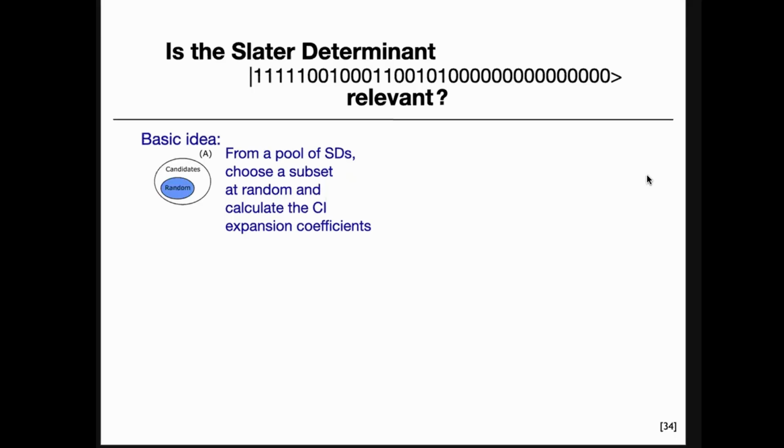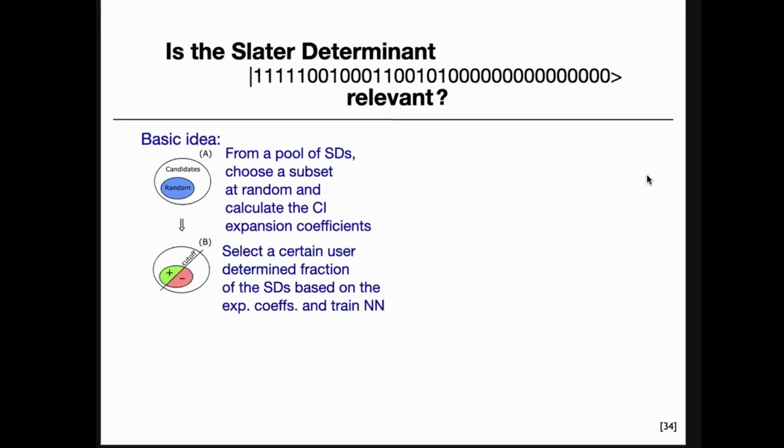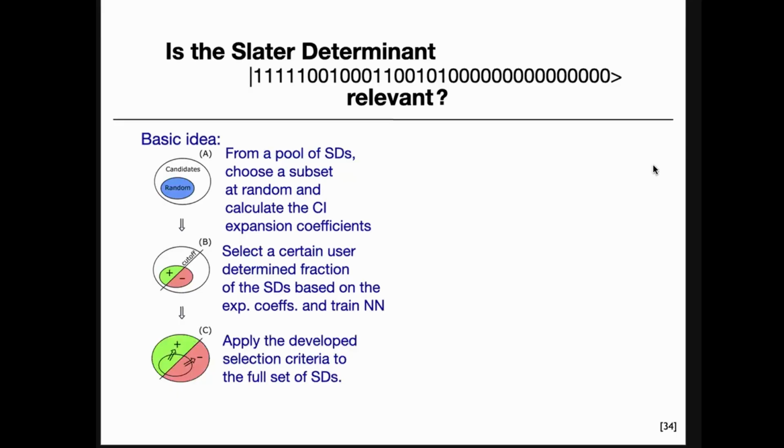Shall we include it? What's done is you generate a pool of Slater determinants, then take a random sample and do the CI calculation for that much smaller random sample, and then you train the network on that, and then you apply it. You have some cutoff. You say, okay, I'm going to keep these Slater determinants that have a rather large expansion coefficient, and I'll throw out the other ones, and then you can apply that to the full set of Slater determinants. And that's basically how this works.